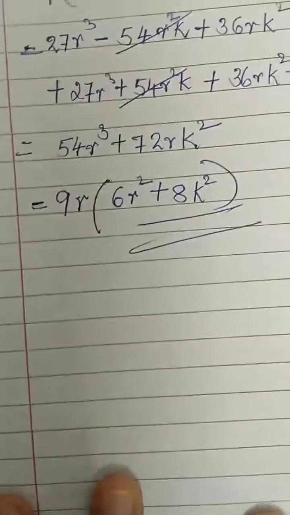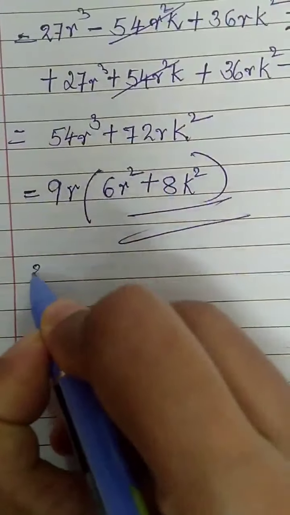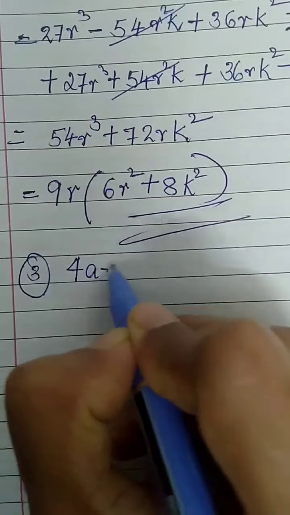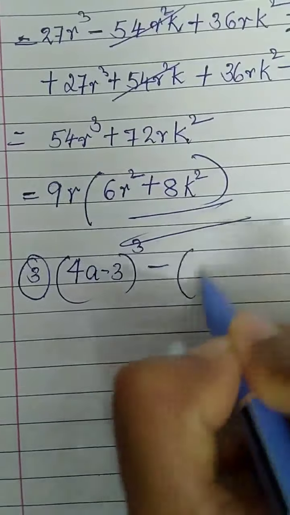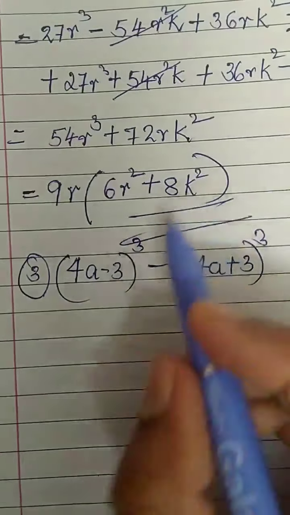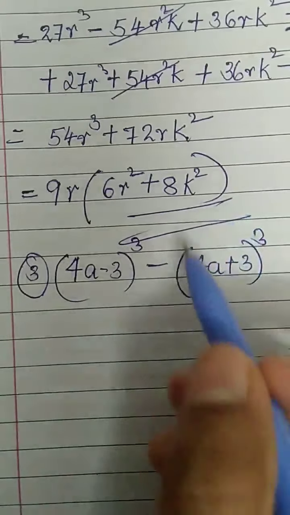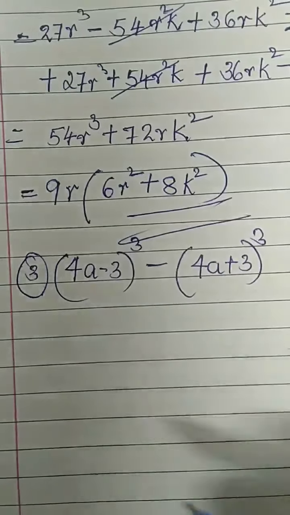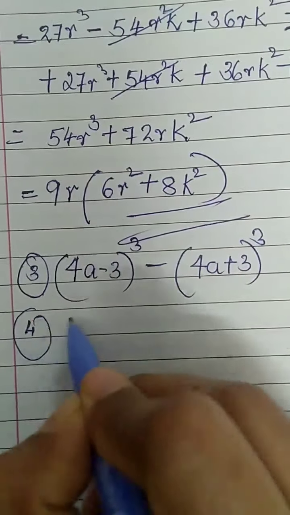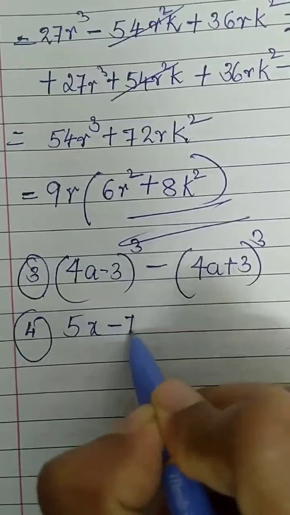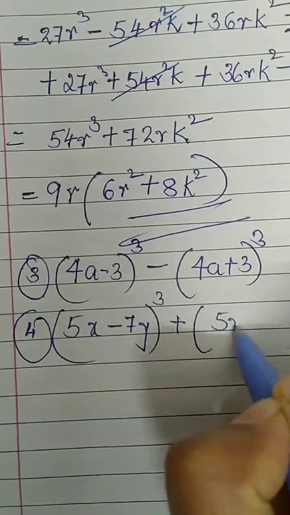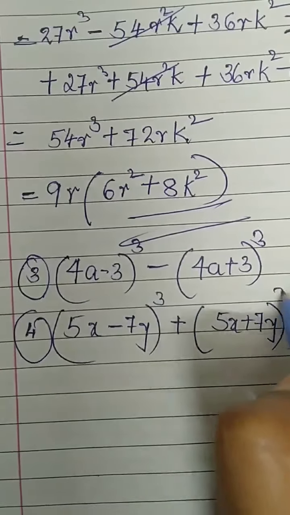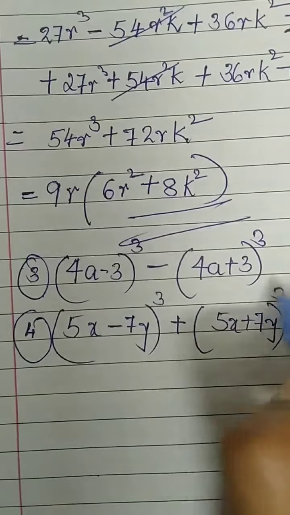Now we have the third sum. Third sum as 4a minus 3 the whole cube minus 4a plus 3 the whole cube. One type I have already solved, first sum. So I hope you will be able to solve this. Anywhere you go wrong, refer to the first sum and solve. Okay. So third and fourth sum you will do as homework. Here no need to worry because in the middle you have the plus sign. So this sum you can do it easily. 7y the whole cube. Be patient, calm and then solve.